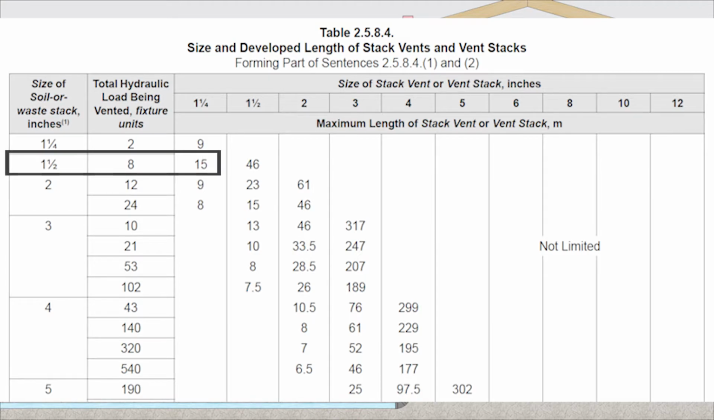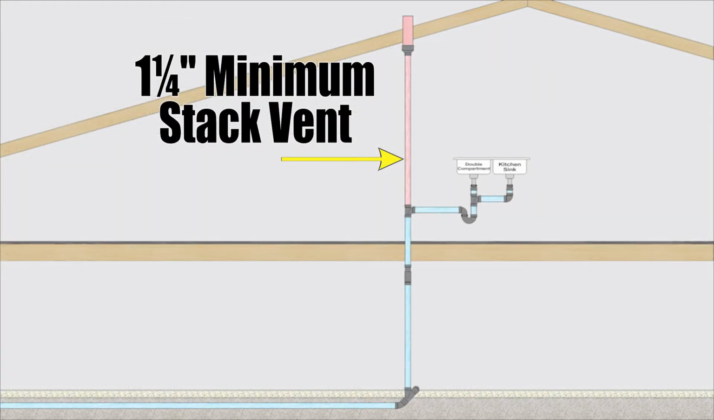What this tells me is if I have a 1.25 inch stack vent, it's good to 15 meters of developed length. Well, I only have 4. Therefore, I can have a 1.25 inch stack vent.